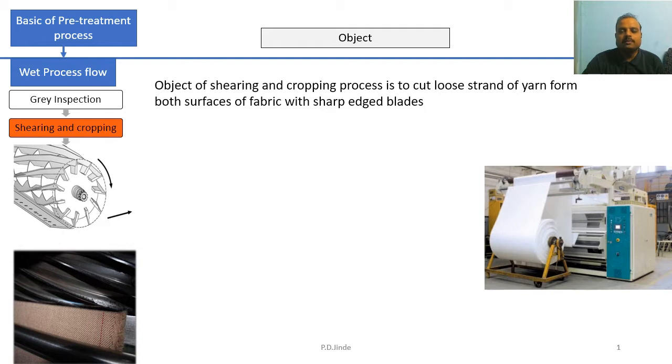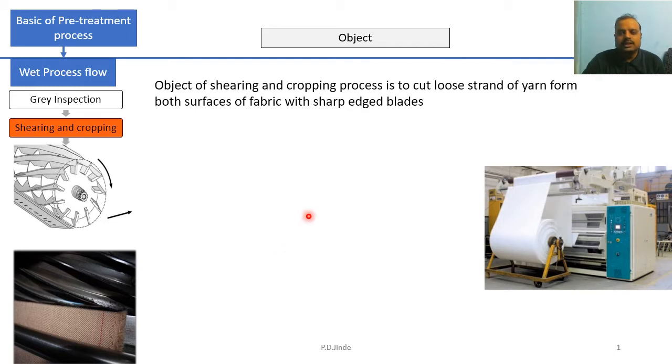The object of the shearing and cropping process is to cut the loose strands of yarn from both surfaces of the fabric with a sharp edged blade. Now this fabric, which you can see over here, is mainly coming from the gray fabric, right? After gray inspection, the next process is shearing and cropping. So this fabric is gray fabric, you can say. This gray fabric has a lot of loose entangled threads. Those are hanging on both surfaces of the fabric, right?